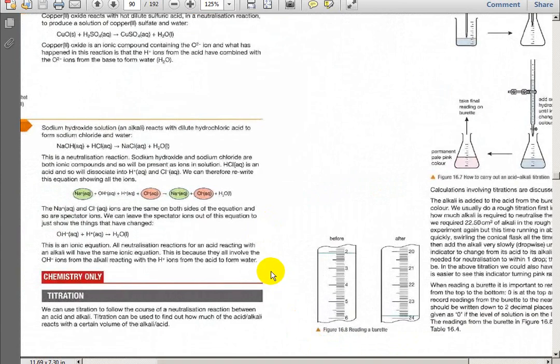Okay, this chemistry topic is titration. What is titration?